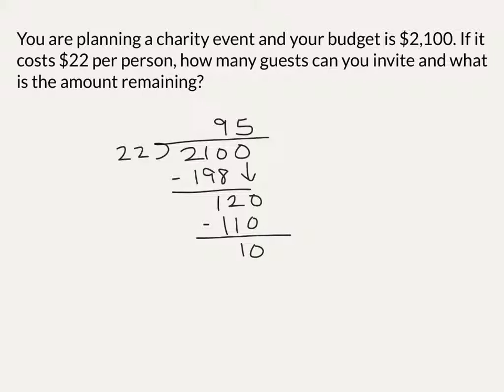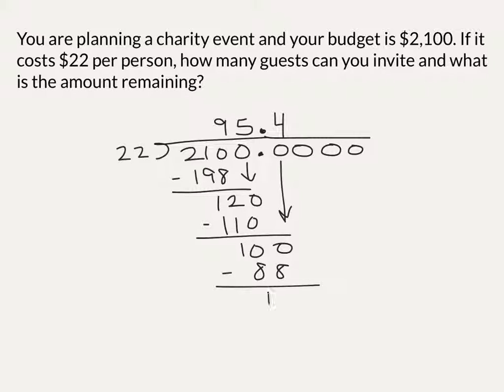Now, we don't have any other values to bring down, so I'm going to add a decimal. And I'll add the decimal to the 2,100 and also to our answer. And then I can add as many zeros as I want behind that decimal point in the dividend. So I'll go ahead and bring down a 0. So 22 goes into 100 4 times. 4 times 22 is 88. 100 minus 88 is 12.